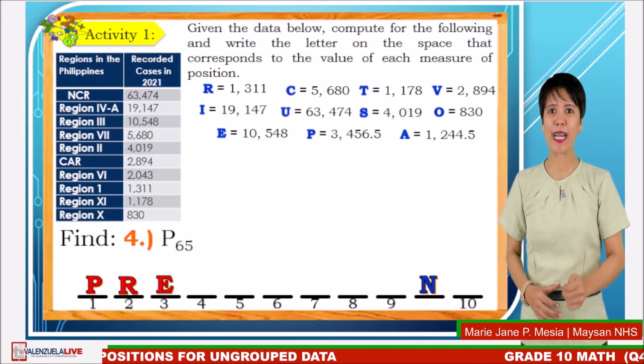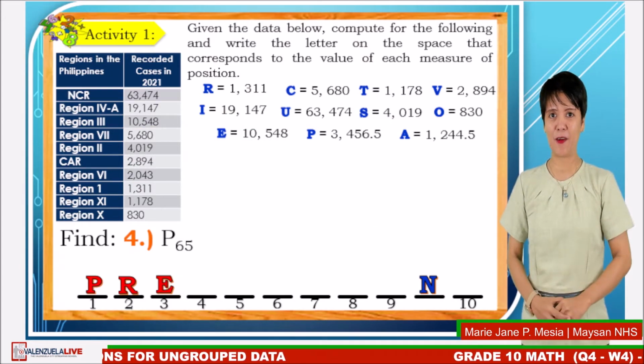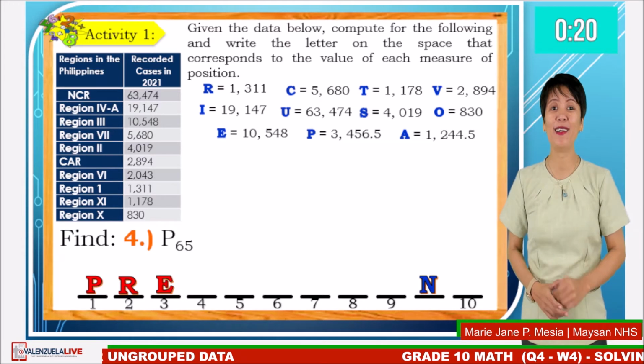Number 4, find P sub 65. Okay, set the timer now.